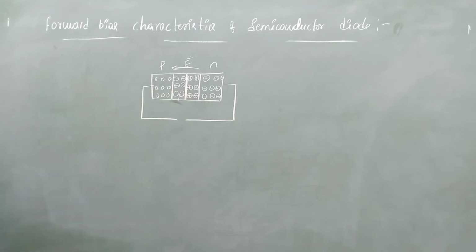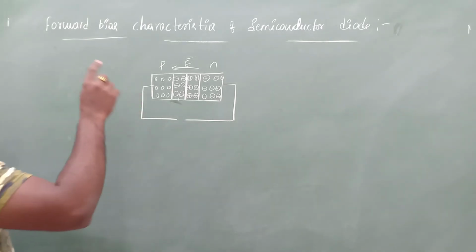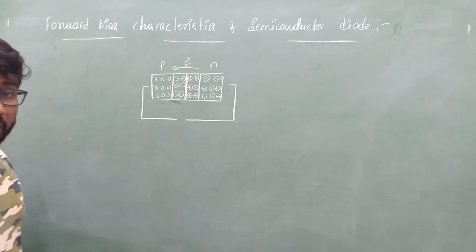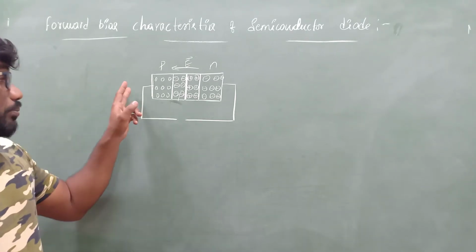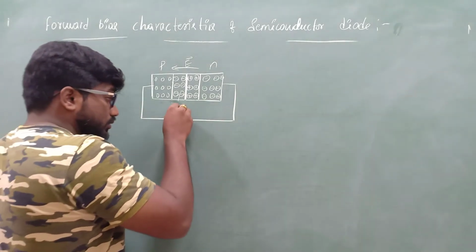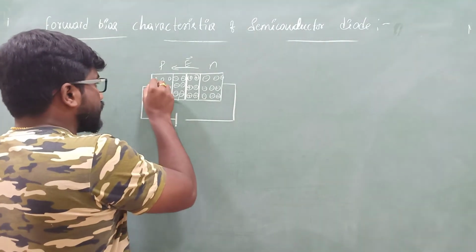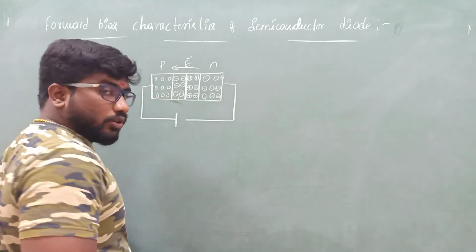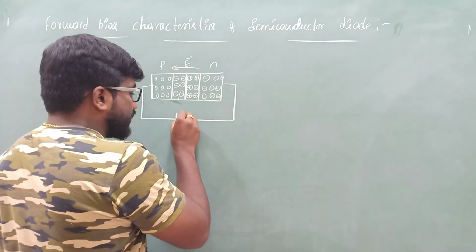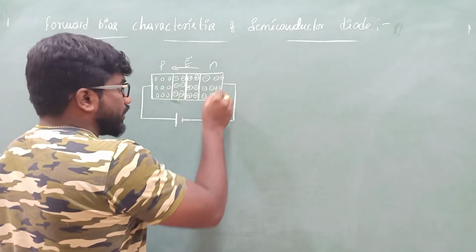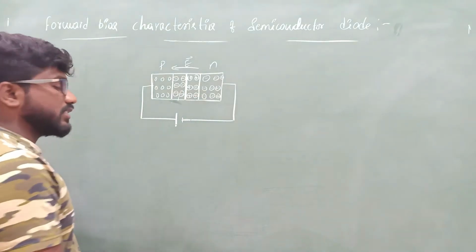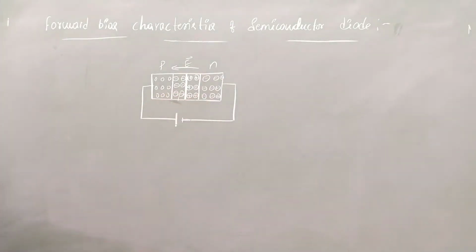See now, if you connect the positive terminal of the battery to the P side, this is the positive terminal of the battery, connected to the P junction or P side, and the negative terminal of the battery is connected to the N side, then we can say this is under forward bias. So this is under forward bias.